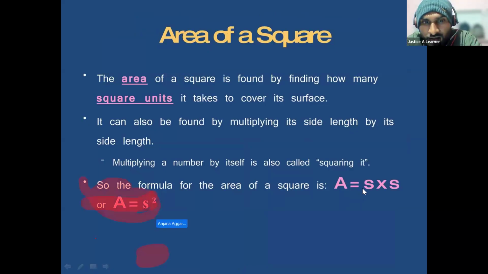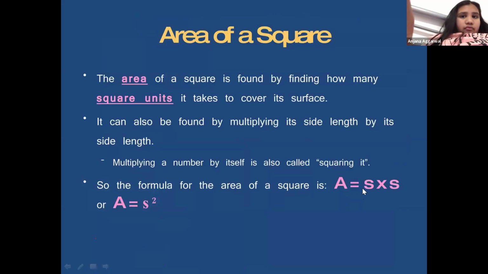This is the concept: area of a square. The area of a square is found by finding how many square units it takes to cover its surface. That's what we have seen in the concept. How many square units cover the surface? And a square unit means 1 unit squared, right? It can also be found by multiplying its side length and its side length. So the second thing that came as a formula was length into width.